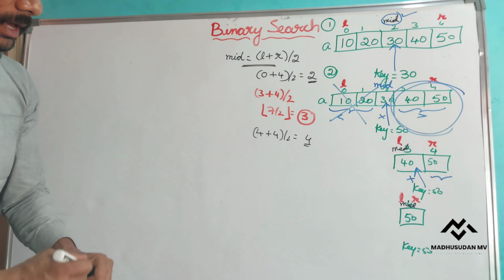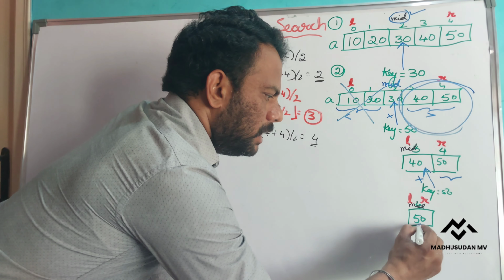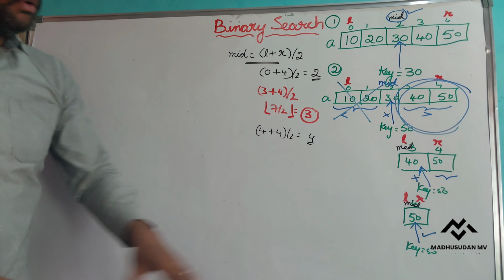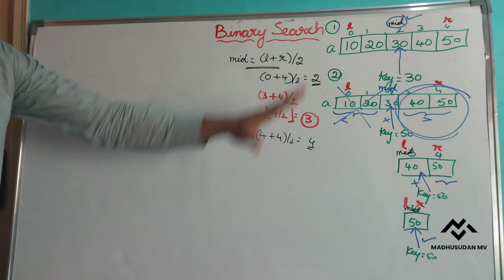So now, always in binary search, what we will do? We will compare our key element with the mid element only. Now it is successful. So we found the element at the mid position, return mid. This is what we did.